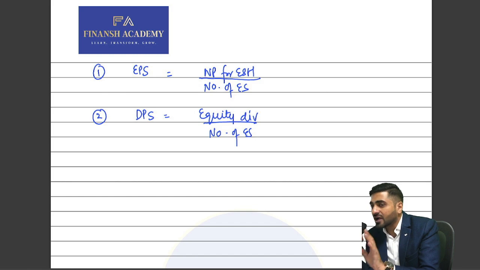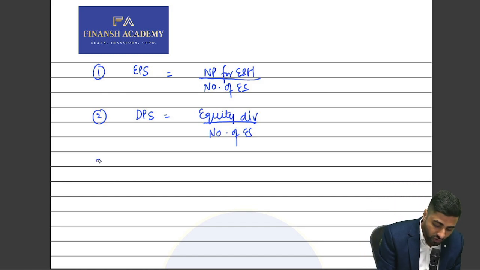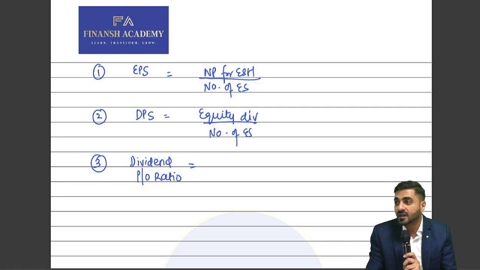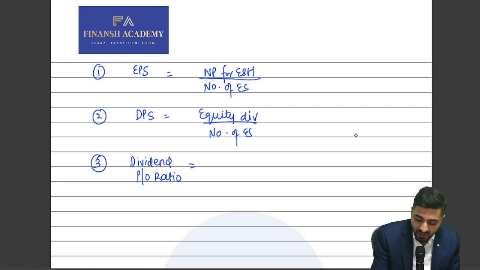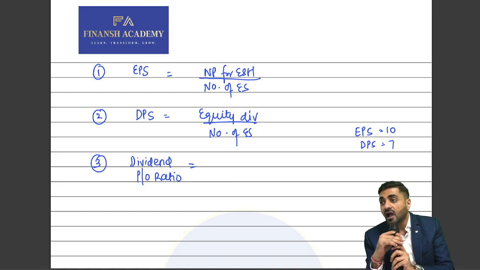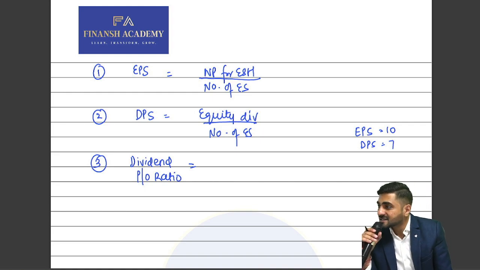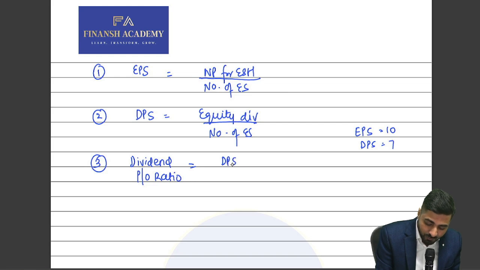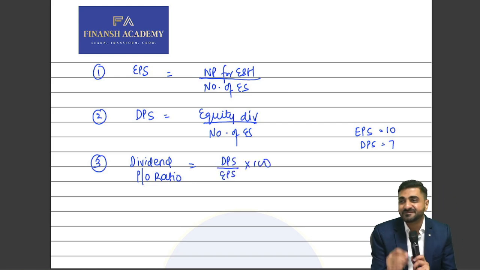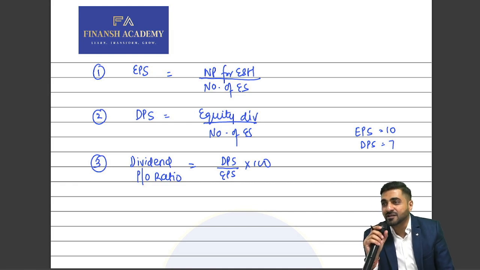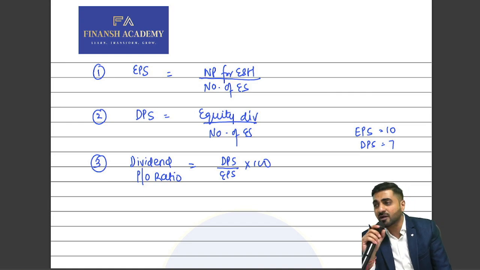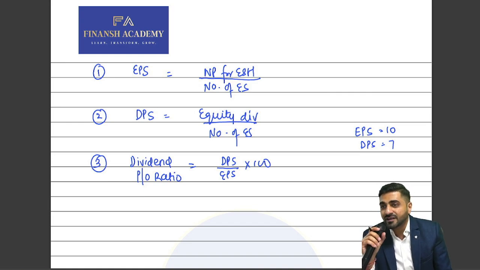So the third ratio which you all should know is called the dividend payout ratio. If earning per share is 10 rupees and you are paying a dividend of 7 rupees, how much have you paid? 70%. So the dividend payout ratio will be nothing but DPS by EPS into 100. Will this give you the dividend payout ratio? Yes or no?